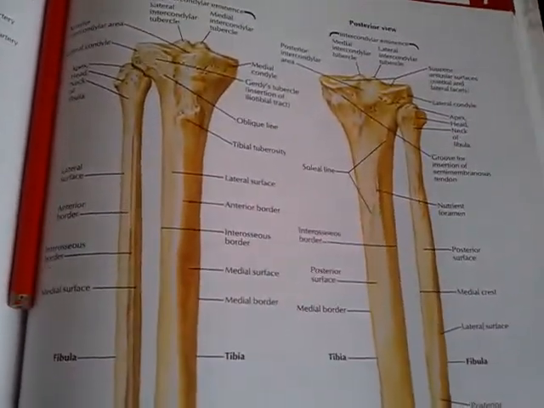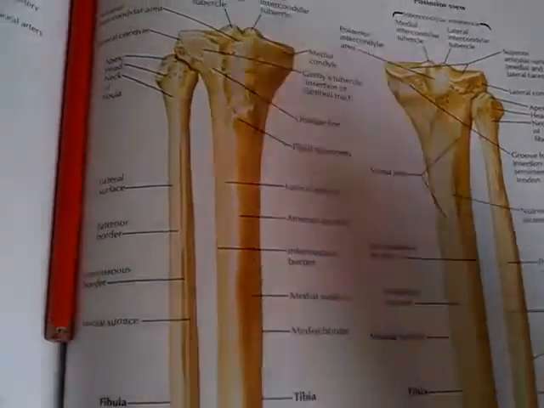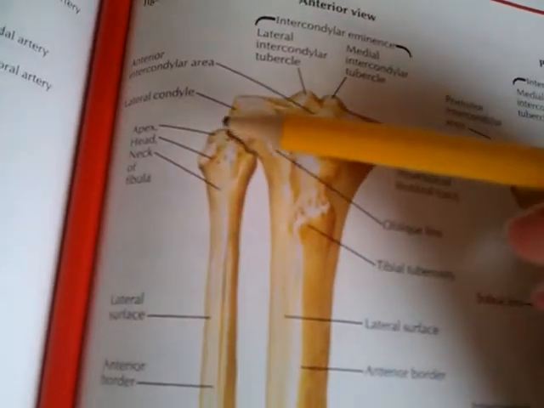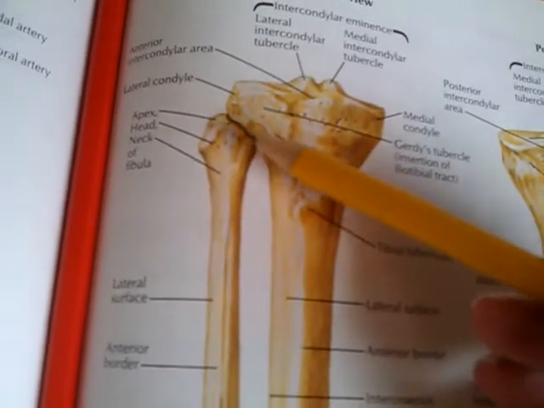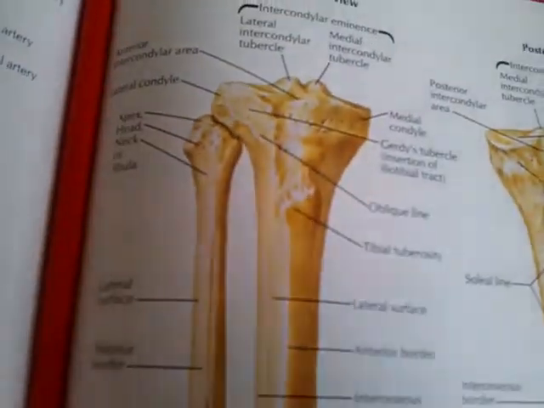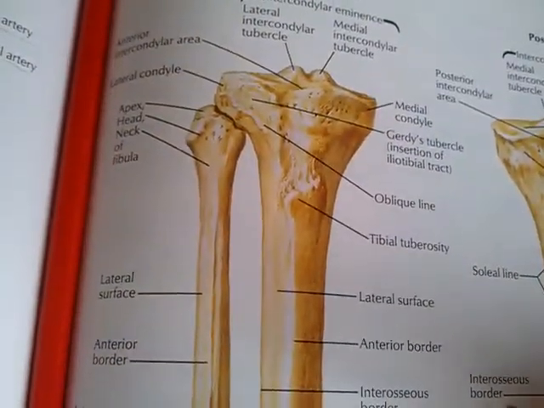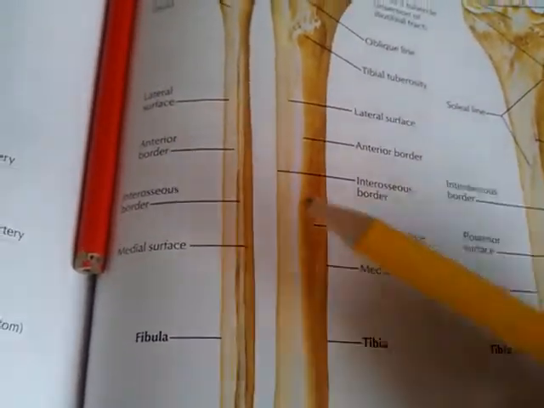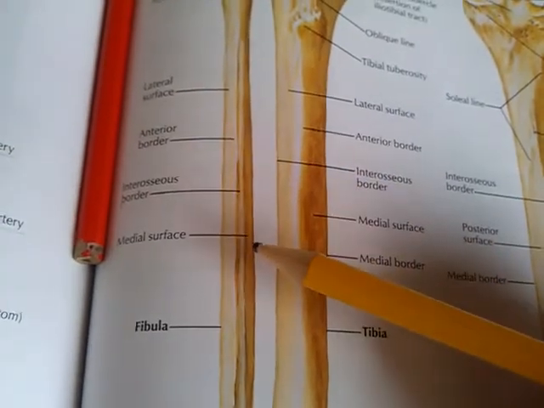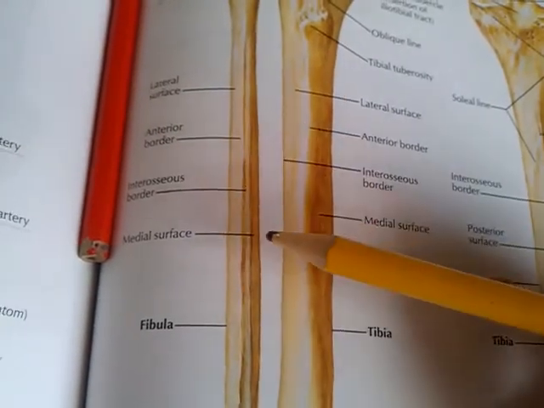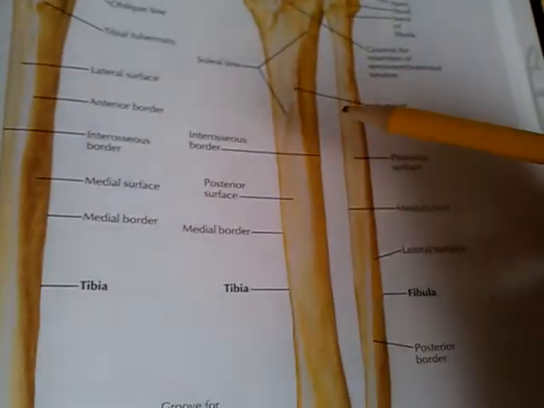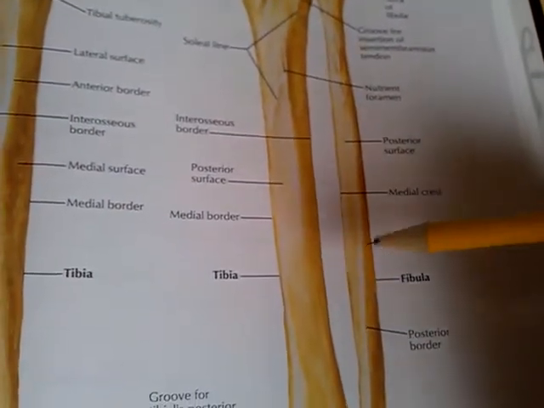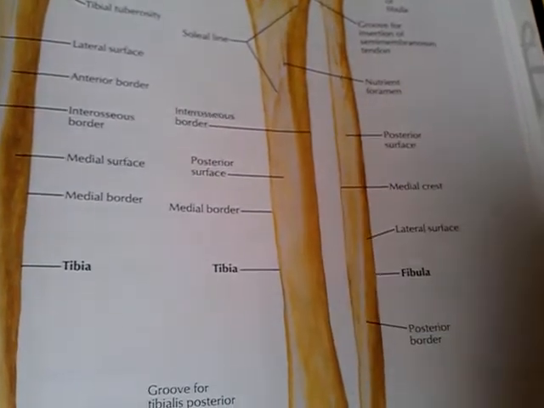Next we have fibula. The head projects into an apex and has articular surface for joint with tibia. The shaft is very slender. It has an anterior border, lateral surface, medial surface, interosseous border, and a posterior surface, posterior border, lateral surface.